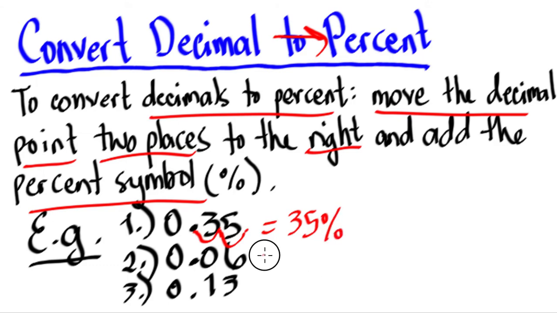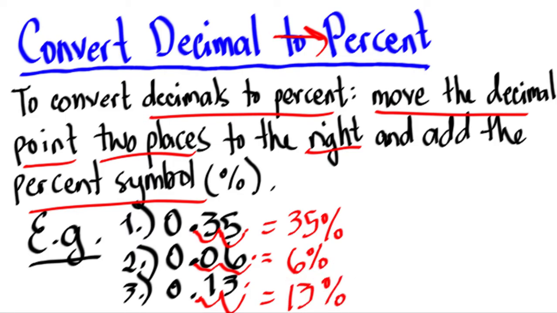Very easy enough. 0.06, move the decimal point twice to the right, so 1 and 2. So what we have is 6%. We can drop the 0 here because it's not really significant. So we have 6%. 0.13, move the decimal point twice to the right, so we have 1 and 2. So we have 13%.